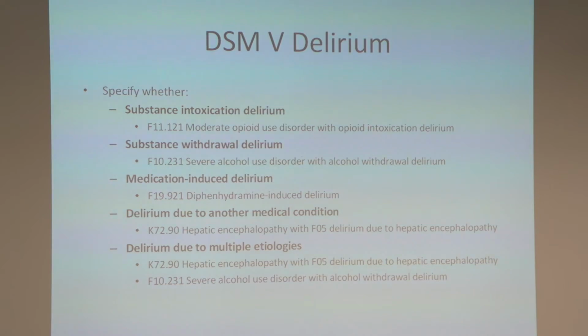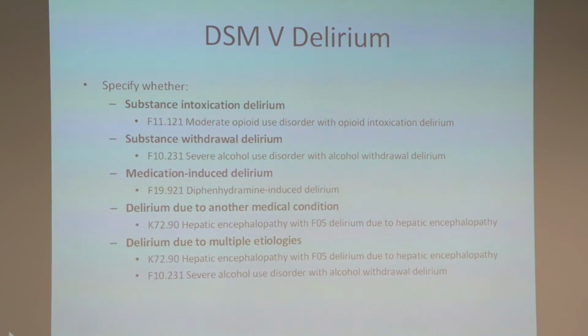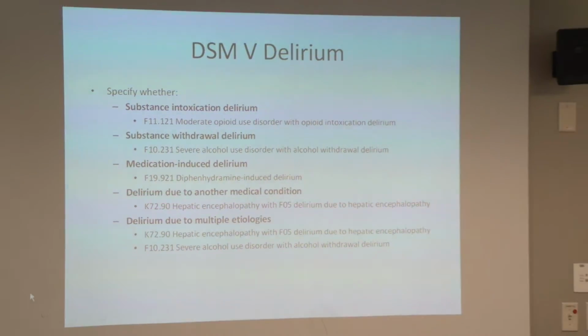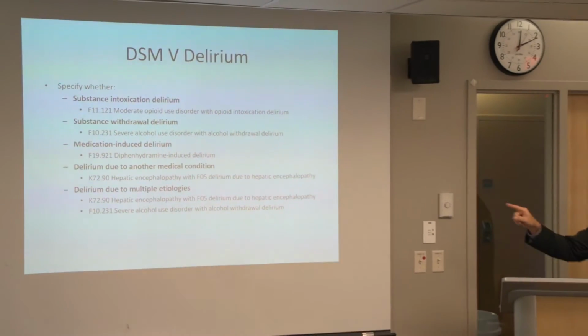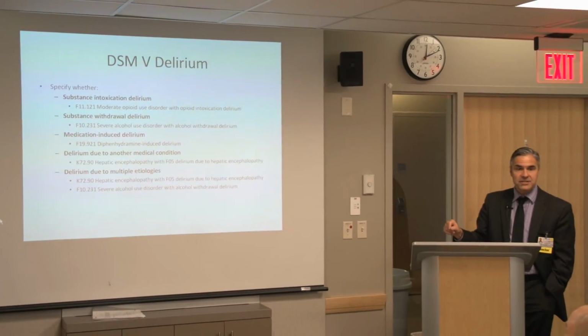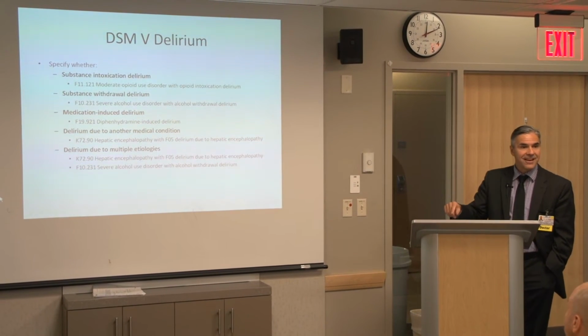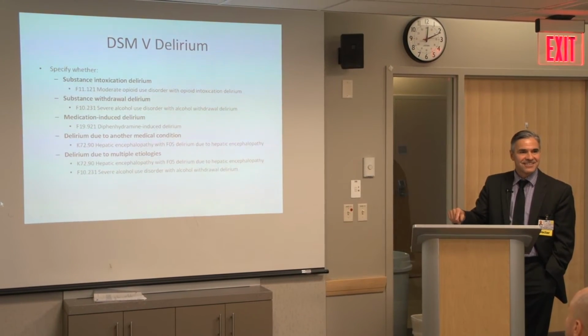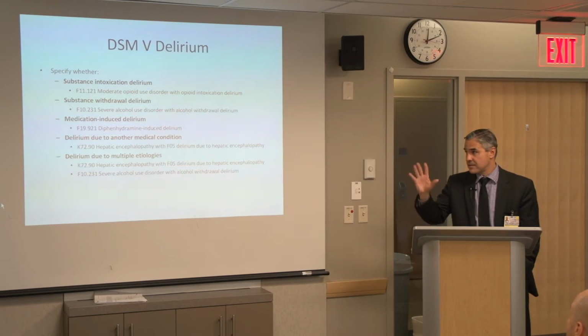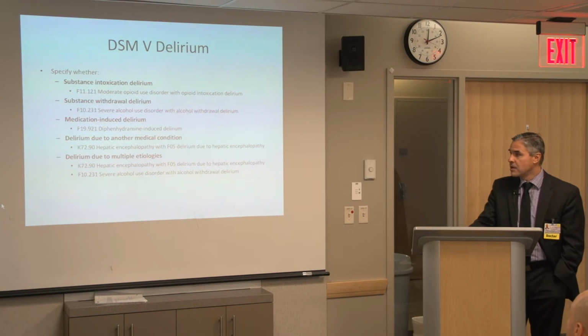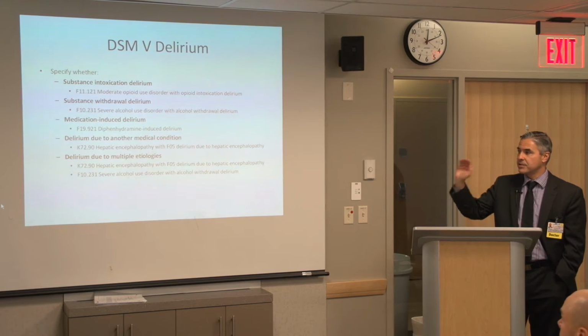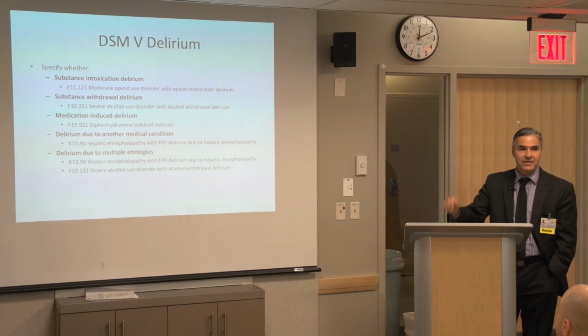When it's delirium due to a medical condition, you have to state the medical condition. That comes with its own ICD-10 code that someone else will find. And then you state... Okay, interesting. Again, we'll leave that to the coders, right? When it's due to multiple etiologies, you list each etiology.